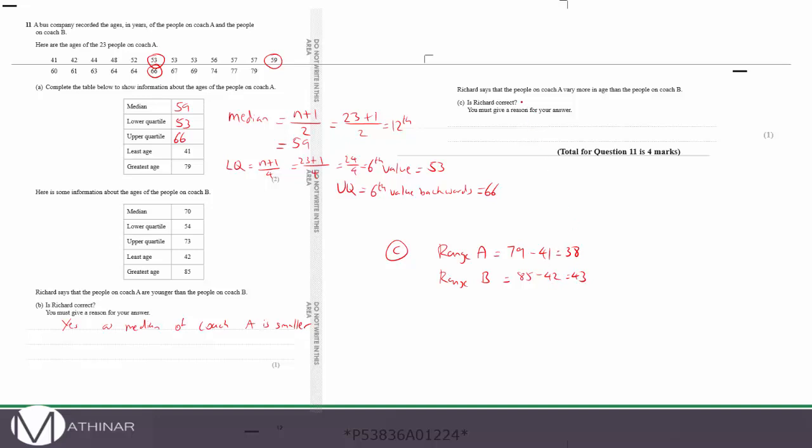All right, let's see if this is true. The people in coach A vary more in age than coach B. Well, no. A has a smaller range, so no. A has a smaller range. And that's enough to get you the mark.